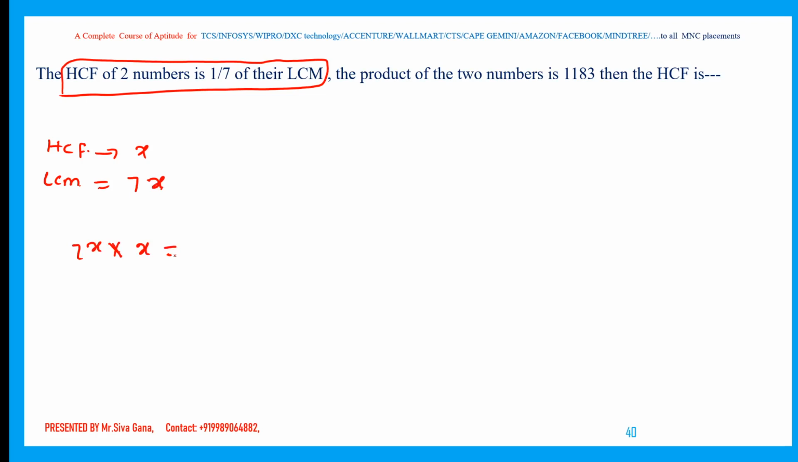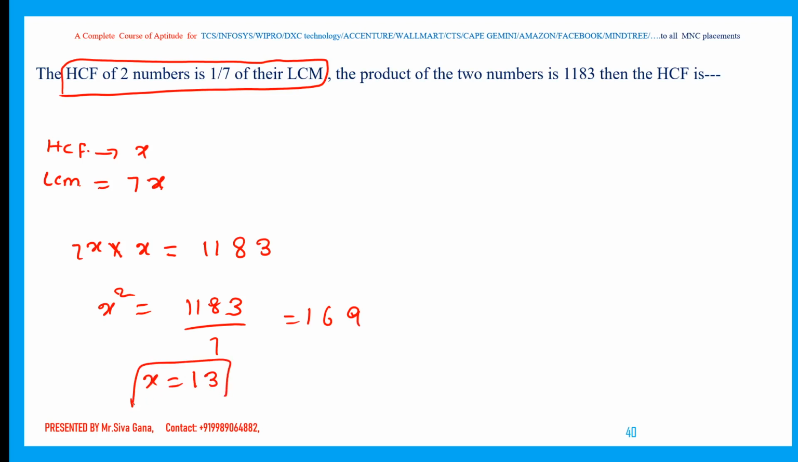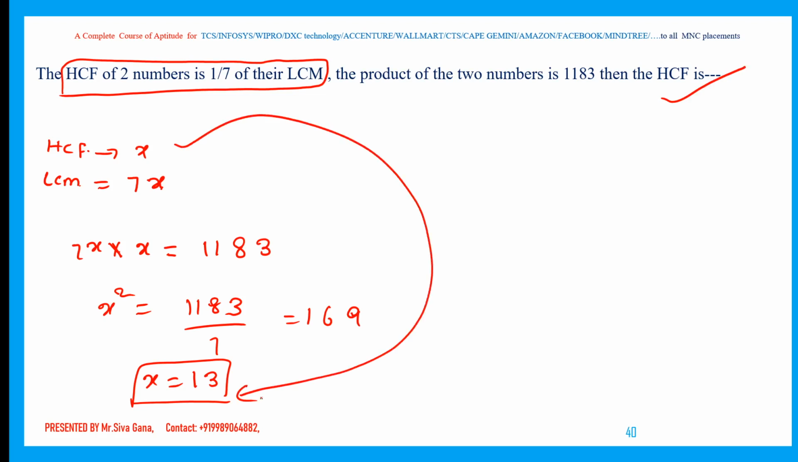LCM into HCF is nothing but the product of the two numbers, which is 1183. Therefore x square is equal to 1183 divided by 7. 7 ones are 7, 4, 8, 7 6s are 42, 7 9s are 63. So x is equal to the square root of 169, which is 13. We got x, where x is the HCF, and he is also asking for the HCF. Therefore the HCF x is 13. Simply I am applying the first property that I told in the previous slide.